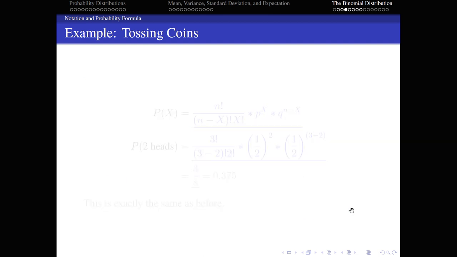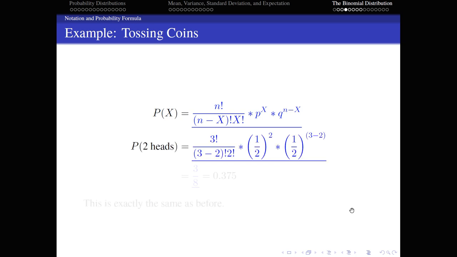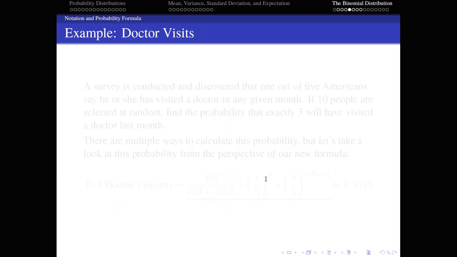That's also 0.5. Plugging in our values, we get 3 factorial divided by 3 minus 2 quantity factorial times 2 factorial, times 1/2 to the second power, that's the 2, times 1/2 to the 3 minus 2, the first power. Plugging this into our calculator, we get 3 out of 8, or 0.375, which is exactly what we had before.